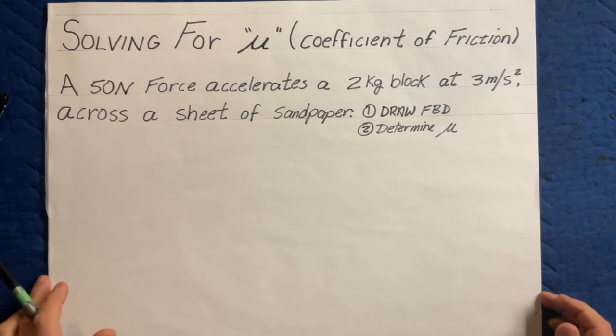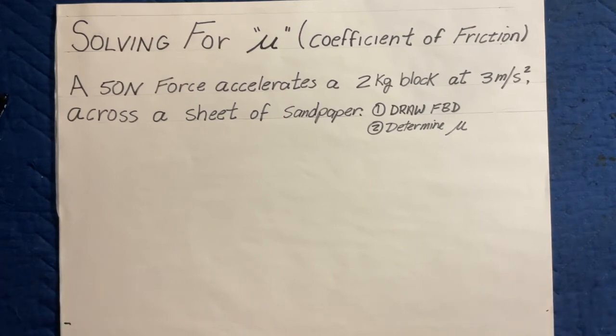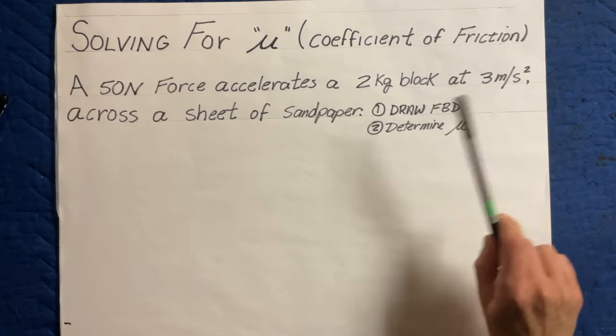Okay, welcome back. This is going to be a quick one showing you how to solve the coefficient of friction in a combined force and motion Newton's laws style problem. What we're going to look at here is a 50 Newton force pulling a 2 kilogram block at 3 meters per second squared across a sheet of sandpaper.